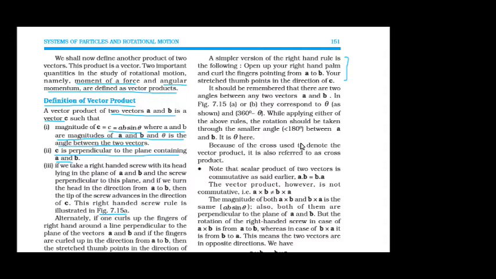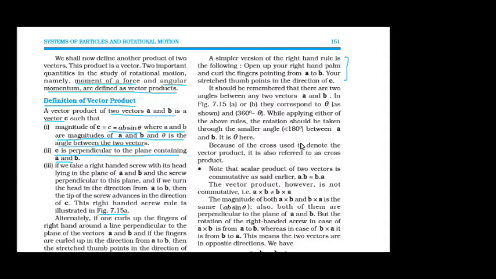Because a cross is used to denote the vector product, it is also referred to as the cross product. Note that the scalar product of two vectors is commutative, as said earlier: A dot B is equal to B dot A. But the vector product, however, is not commutative. That means A cross B is not equal to B cross A.